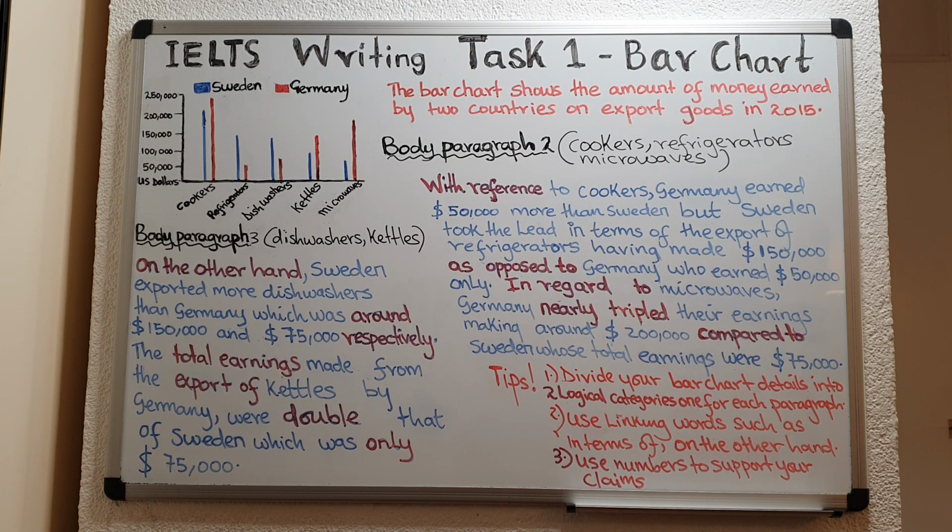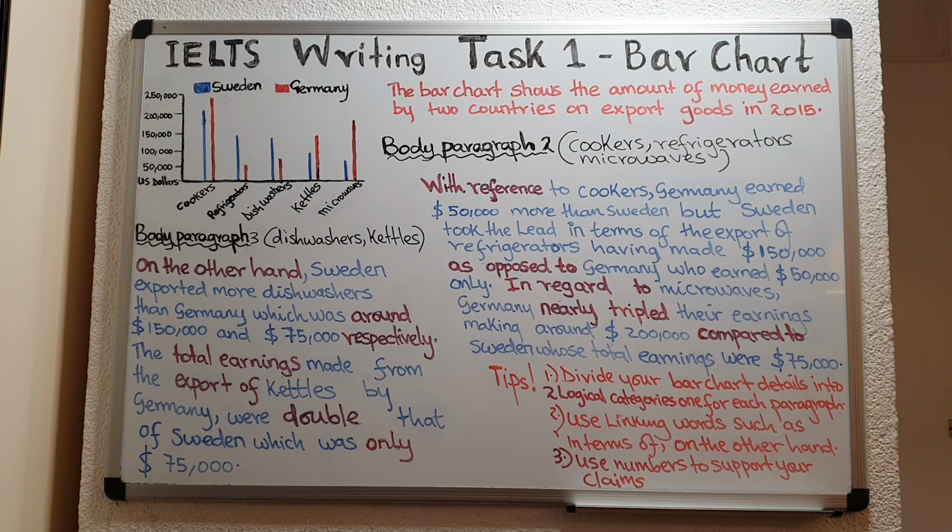Now, what should you put in your body paragraph number 2 and number 3? The first thing you have to do is you have to divide your bar chart details into 2 logical categories, and then you write 1 paragraph based on 1 category, and then you write the second paragraph based on the second category. What do I mean? You have to look at the information that is provided in your chart, and then you have to divide it into 2.